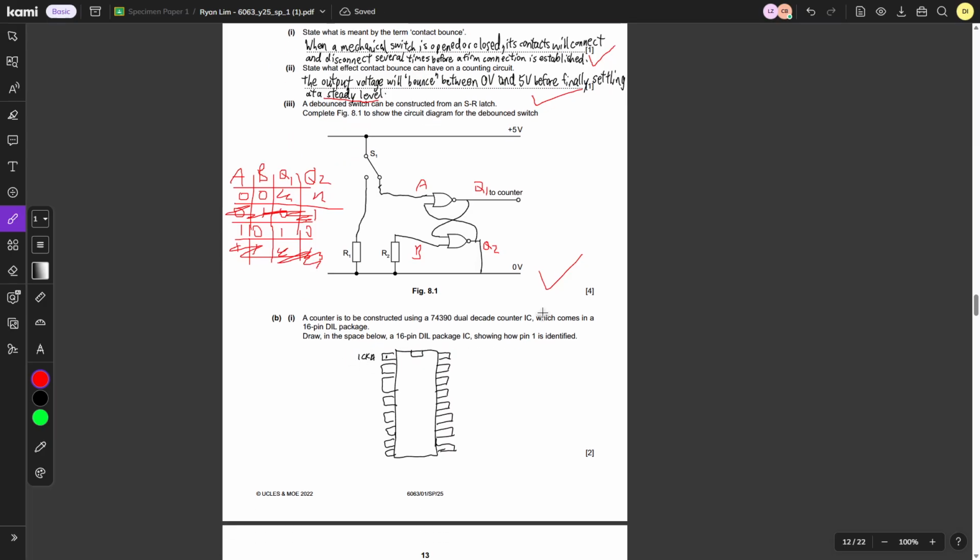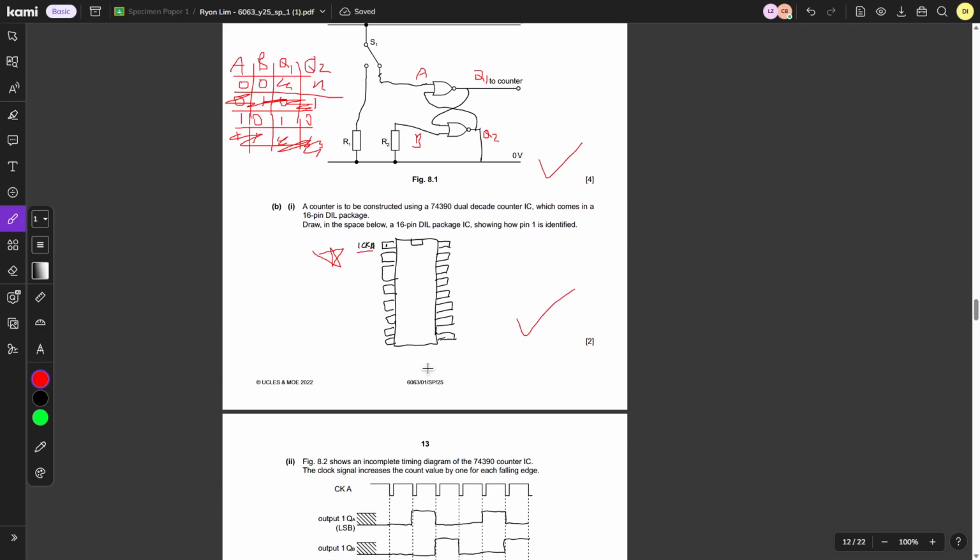Okay, counter has 16 pins. Draw in the space 16 pins. Show how pin 1 is identified. Okay, this is nice. 1, 2, 3, 4, 5, 6, 7, 8. Yep, there's 2 marks.